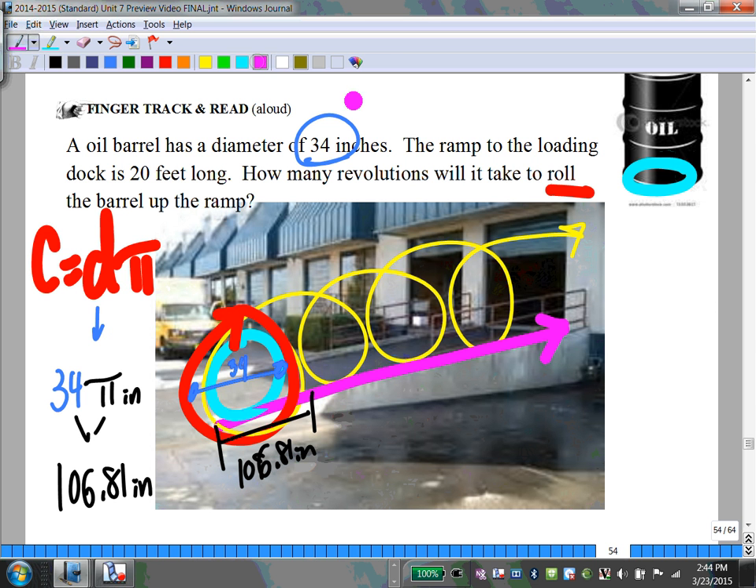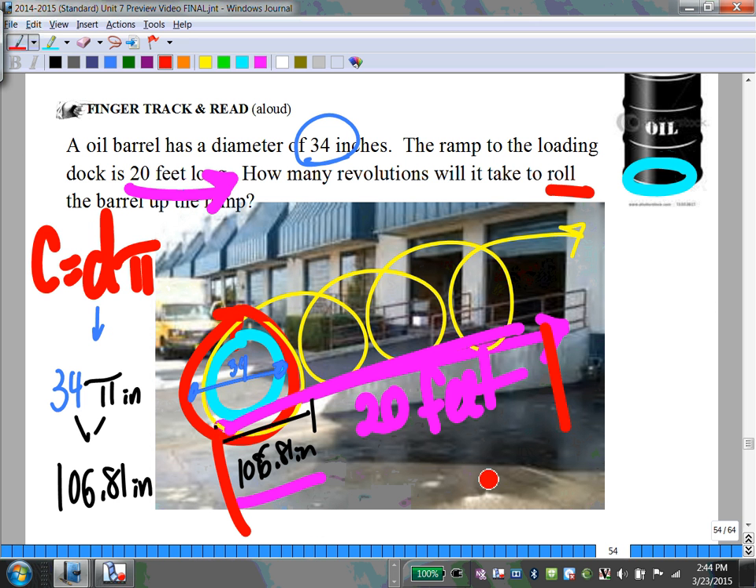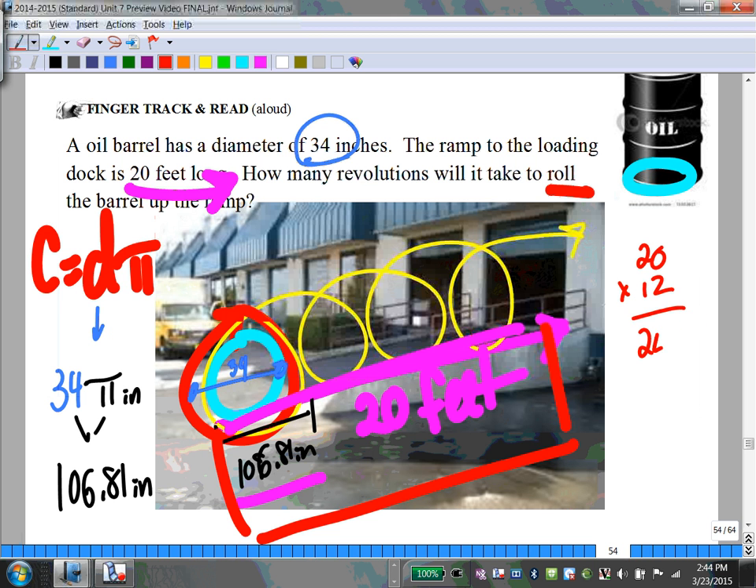Now we are told the loading dock is 20 feet. So there's a problem there because the length of our dock is in feet, and this is in inches. So you need to convert before you crunch your numbers. So we're going to go 20 into inches. So that's 20 times 12, 240 inches.